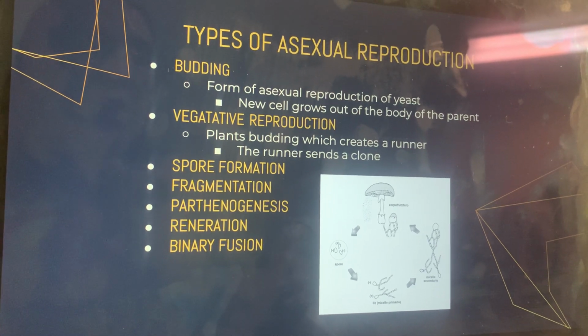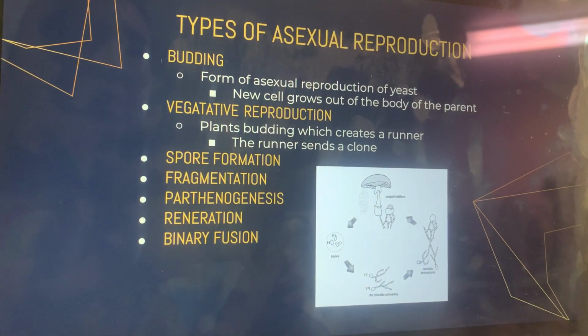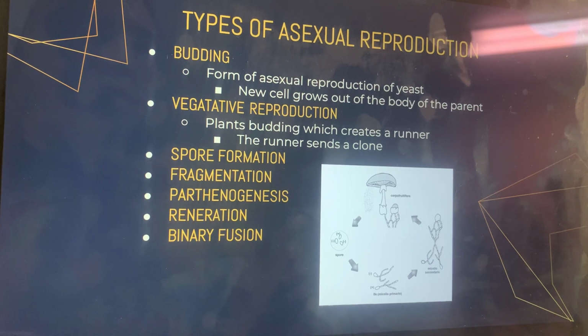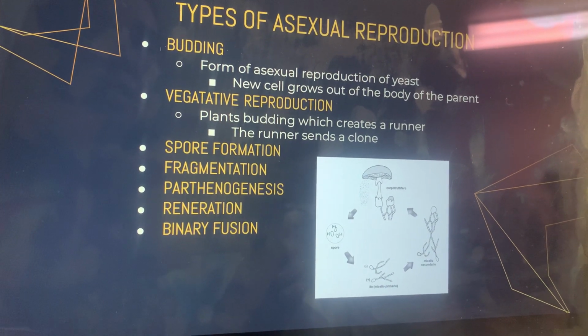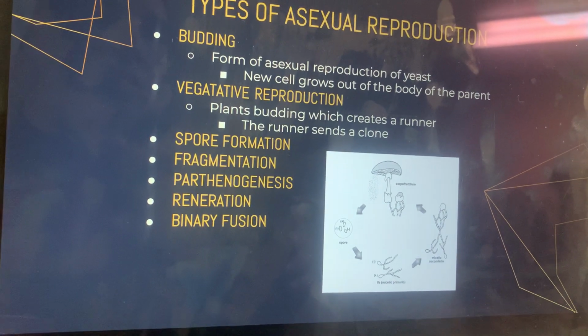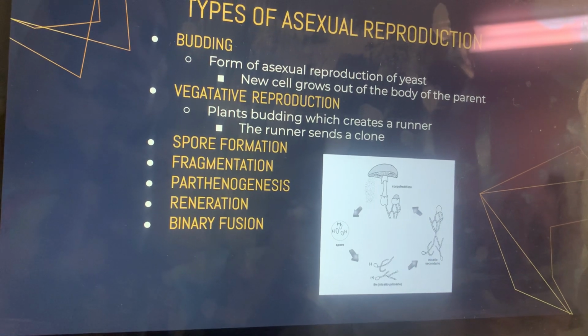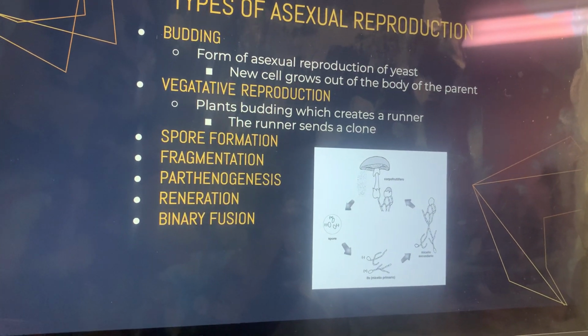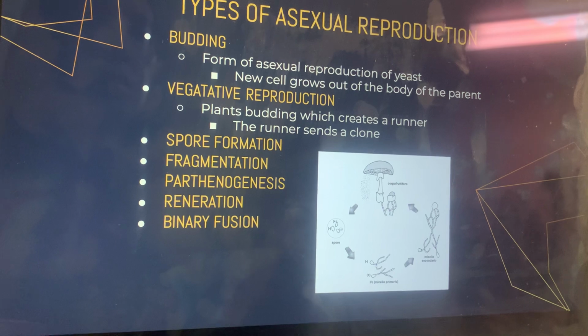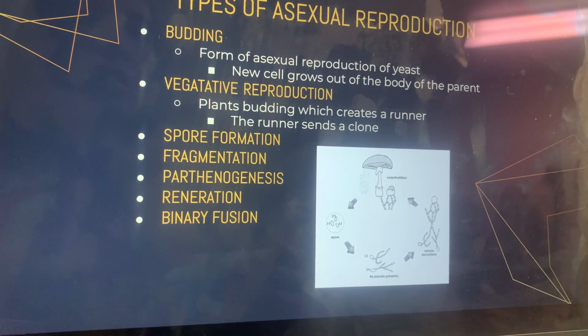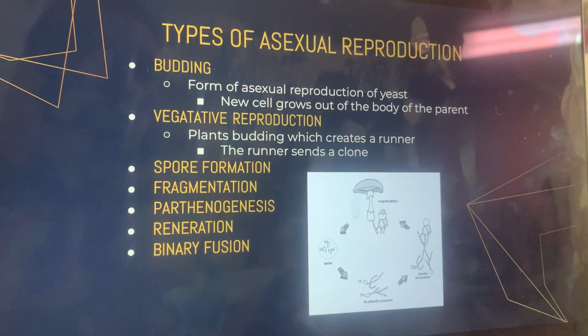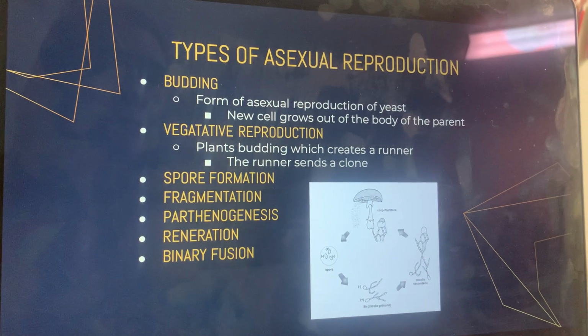Types of asexual reproduction. Going deeper into the types, budding is a form of asexual reproduction of yeast. A new cell grows out of the body of the parent. Vegetative reproduction: plants budding, which creates a runner. The runner sends a clone. Some more examples can be shown on this slide as well.